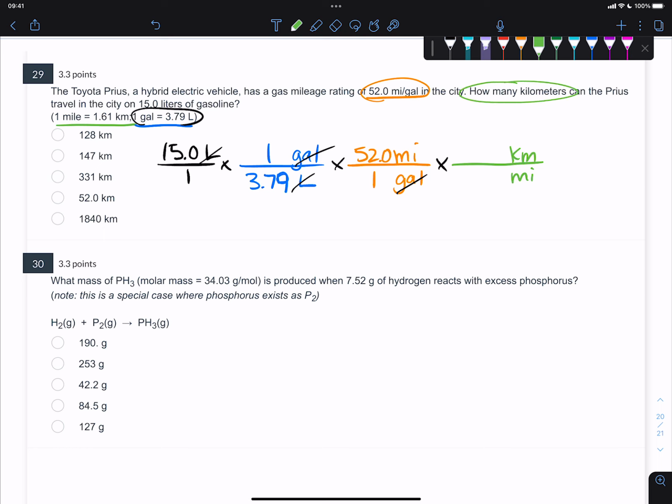And then this is your final conversion factor, and this conversion factor is going to be given here. And that's going to be 1 mile is about 1.61 kilometers. These are all 3 sig figs. That's why all your answers are 3 sig figs. Notice the small details. And when you do your math carefully, you'll have your answer.